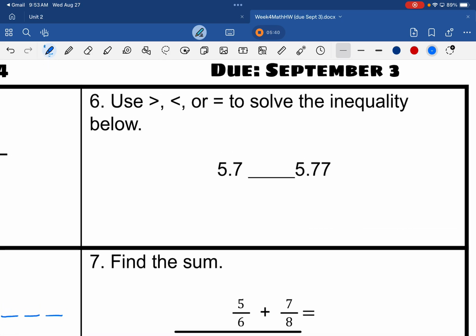We're using the greater than, less than, or equal to sign for these ones. So I would add a 0 to this so they have the same amount of place value spots. And then I'd be like, okay, 5 and 5 are the same. 7 and 7 are the same. 0 and 7 are not the same. 7 is greater, and so therefore this number is the bigger number.